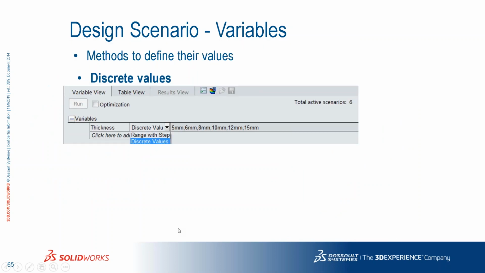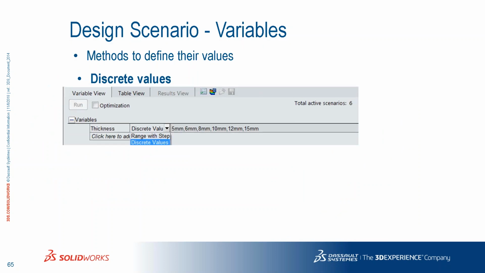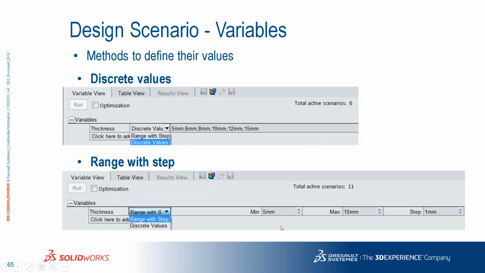So the methods to define the variables are these. First, discrete values, as before, you just type the values separated by commas. Then you can use a range with step. You define the minimum, the maximum, the interval, and then the software will figure out how many scenarios to study. In this case, you're going from 5 to 15 with a 1 millimeter step, and it's 11 scenarios. And also, you can use a range, but not in design scenario. The range is allowed only in optimization, which we will see later.